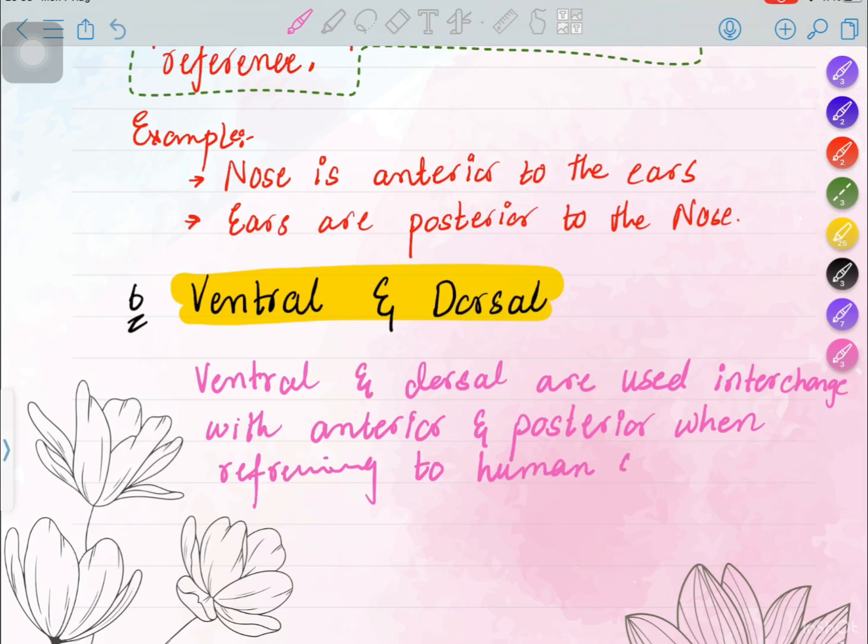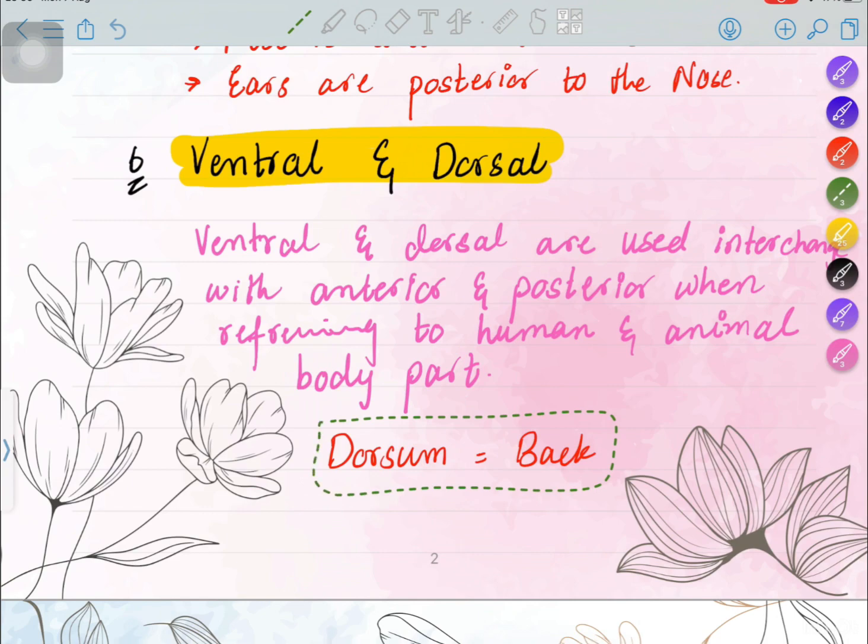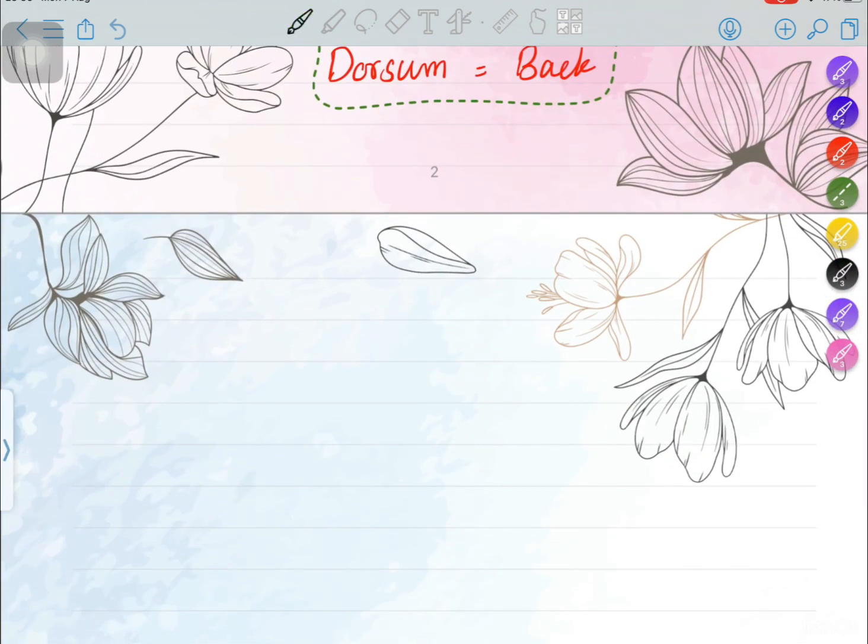And I think I should write here that dorsum. Someone was asking me that dorsum, it means back. So dorsum over here means back. So ventral and dorsal, anterior and posterior, they are no new terms. They are the same terms, just different terms meaning the same.